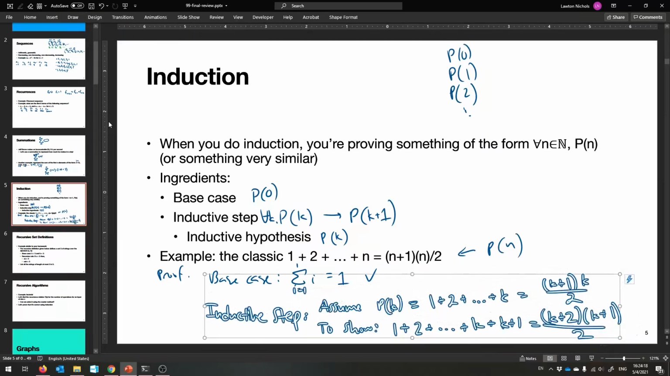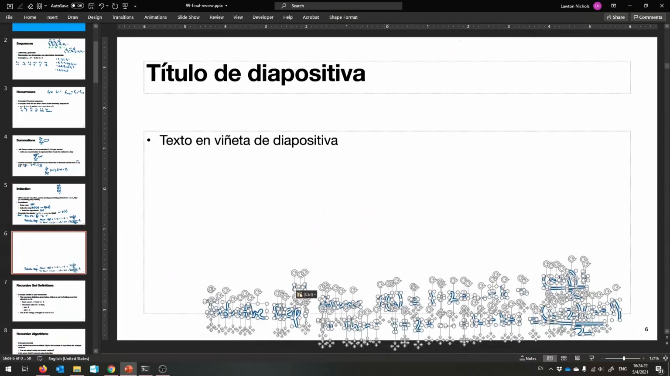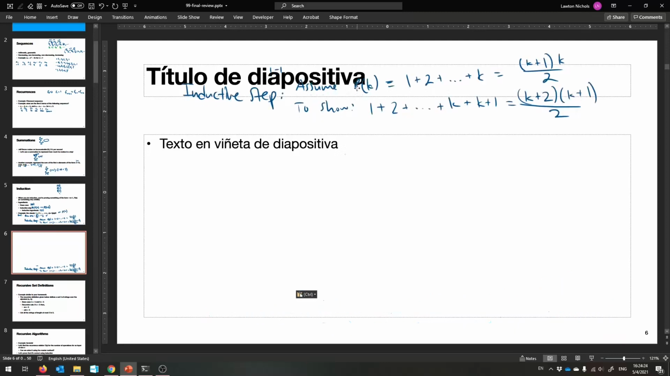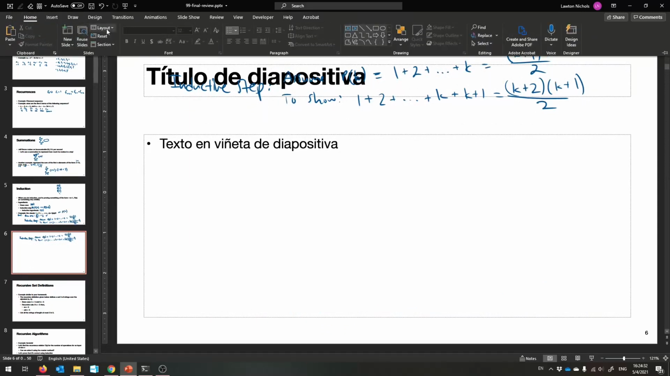Whee! And let's move it up. There we go. Get rid of that. Let's make it a blank slide.